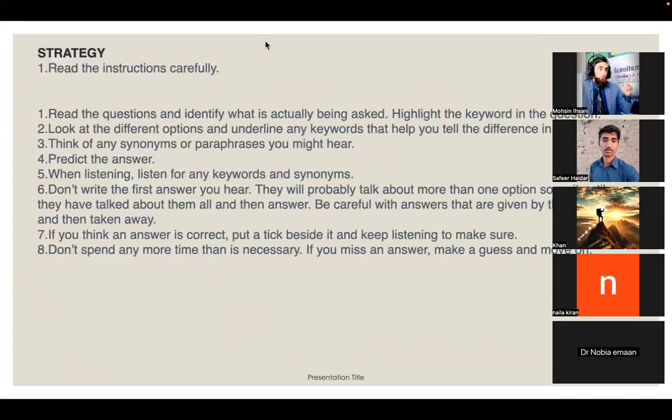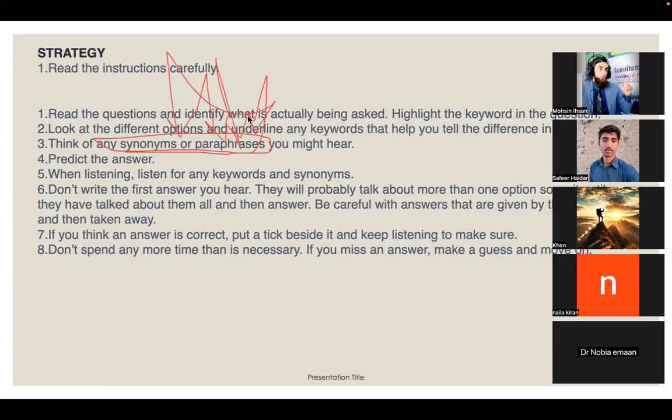Now this is the last slide, and then we jump to the questions. Read the instructions carefully, read the questions and identify what is actually being asked. Highlight the keywords, again repetition. Look at the different options and underline the keywords. Keyword is the main focus. Synonyms are paraphrasing. You might hear this. You must be very much a master in synonyms and paraphrase.